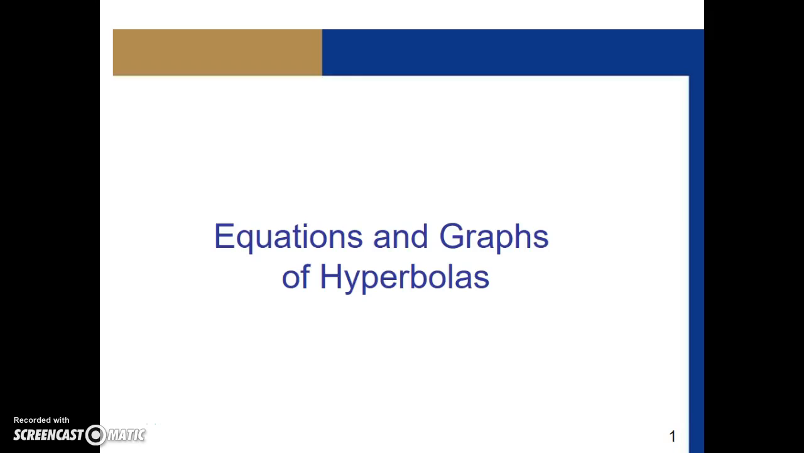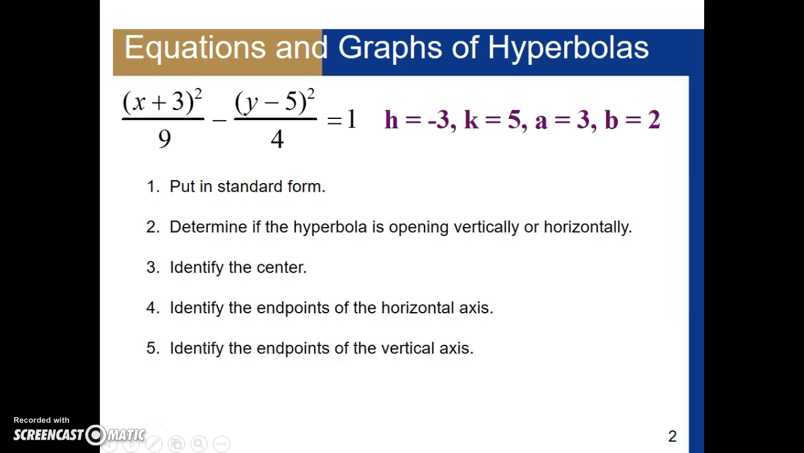We're going to finish up our work on conic sections by looking at hyperbolas one more time. We're going to look at some examples where we're not just graphing, but where we're given different information about the hyperbola and see what else we can find.